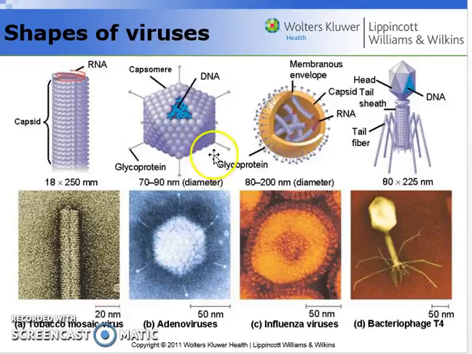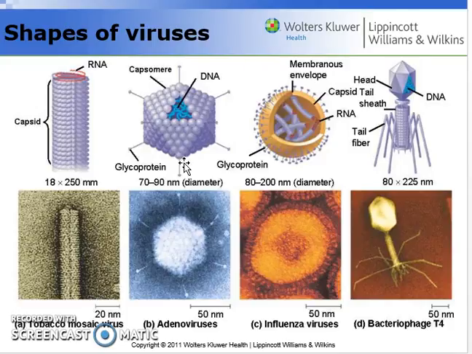So these glycoproteins hold themselves embedded into the membrane of the host cell, and then the capsid, consisting of the capsomeres, starts to break apart and releases genetic material in through the host cell's membrane.